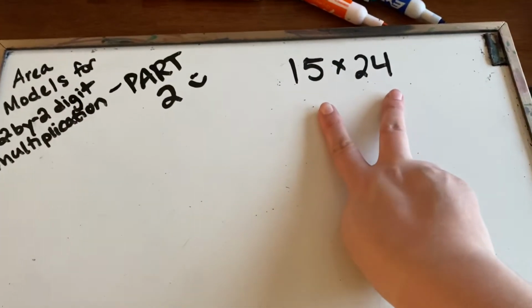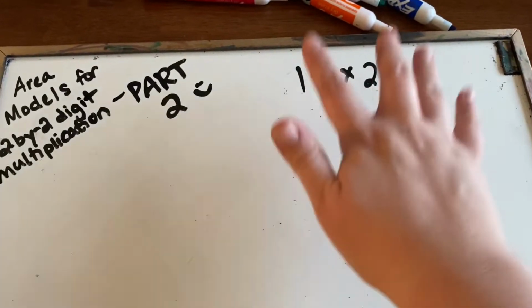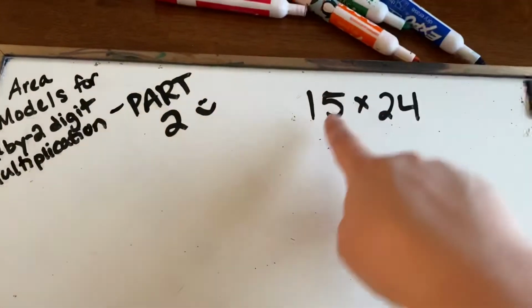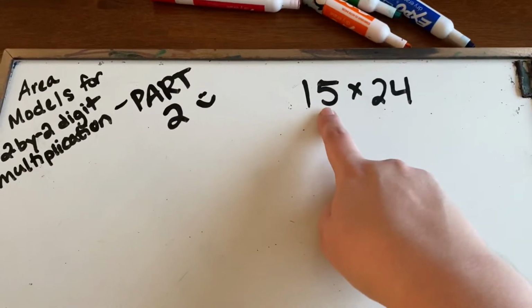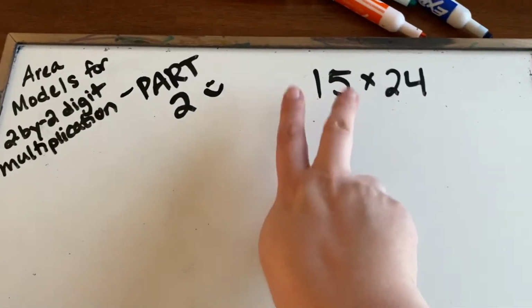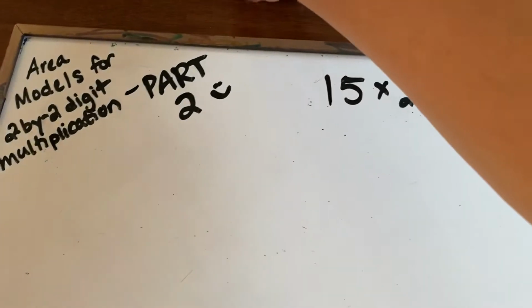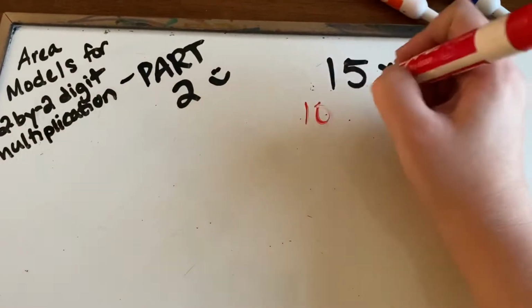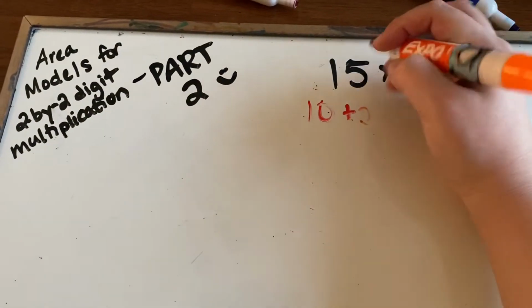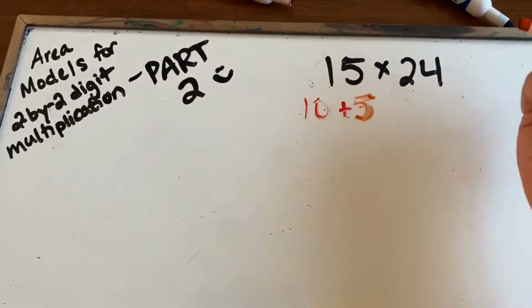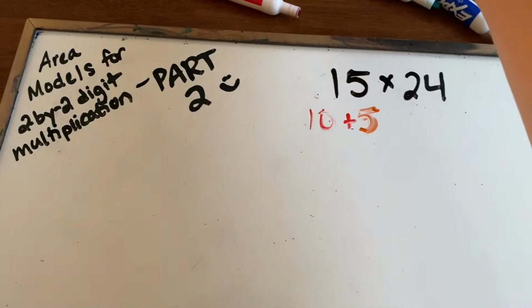So like in all area model problems, we're going to split up our numbers first. So 15 split up, a 1 in the tens place is 10, a 5 in the ones place is 5. So 15 is the same thing as 10 plus 5. So I'm going to go ahead and do that. I'll color code them again today. 10 plus 5 for that one.